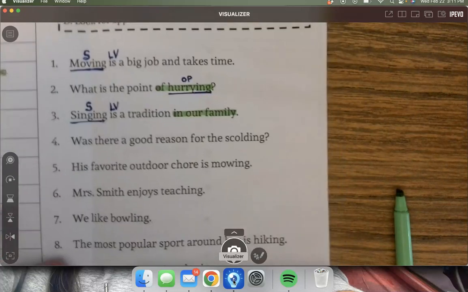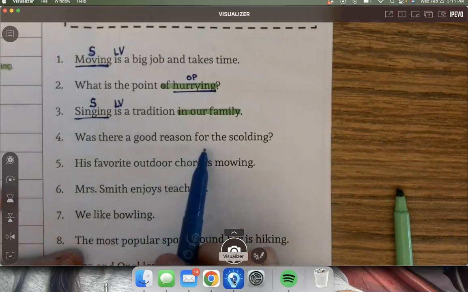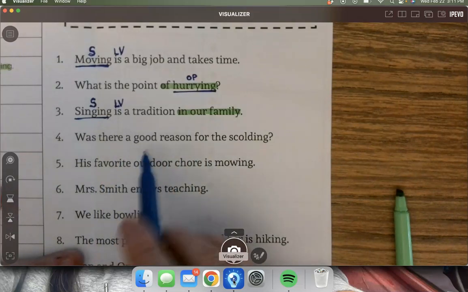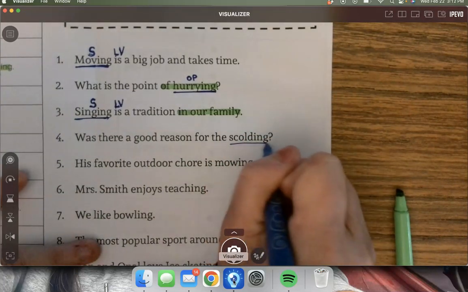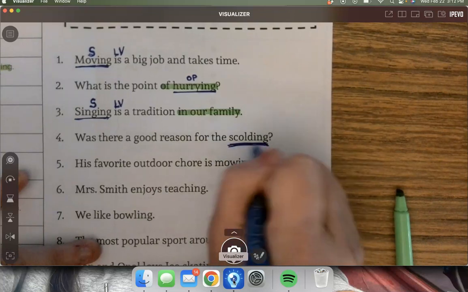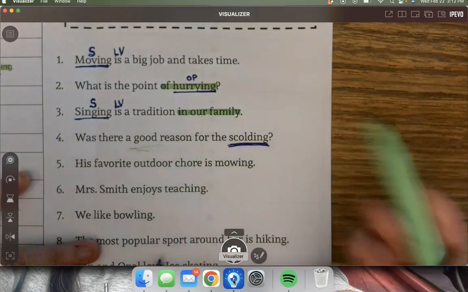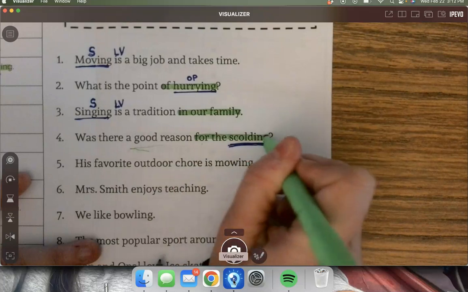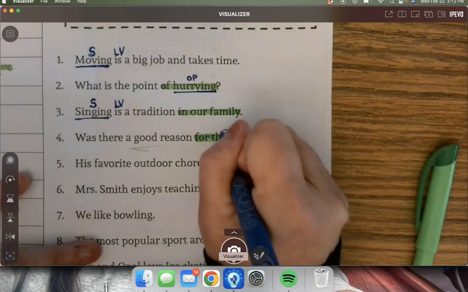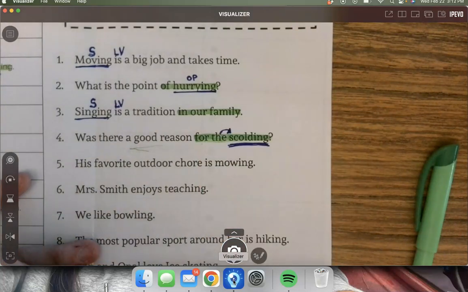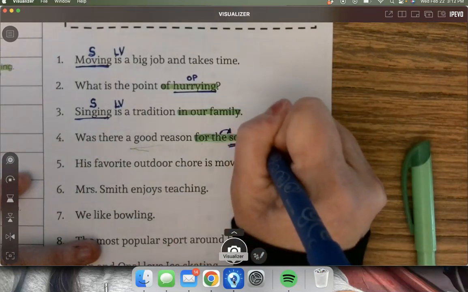All right, we're going to do two more, and then I'm going to let you go off on your own and try these. All right, was there a good reason for the scolding? Looking for my gerund. I see scold means to reprimand somebody, and then it's got the ing, so that must be my gerund. Now I'm going to go look for a prepositional phrase to see if there's a preposition. For. For what? For the scolding. And now I even have a hint here that the is describing the scolding. Okay, so I've got a modifier describing that noun. That means it's doing the job of the object of the preposition.